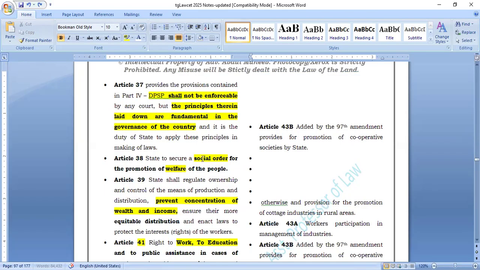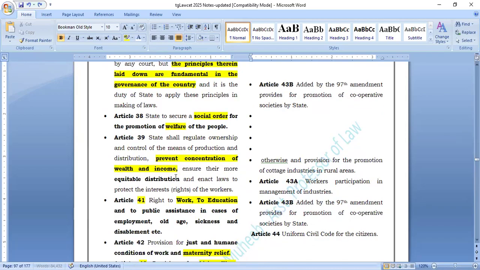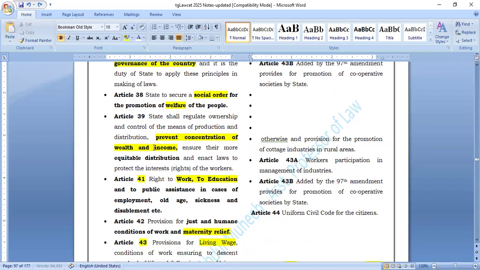Article 38: Social order and welfare of the people. What is Article 39? Prevents concentration of wealth and income.